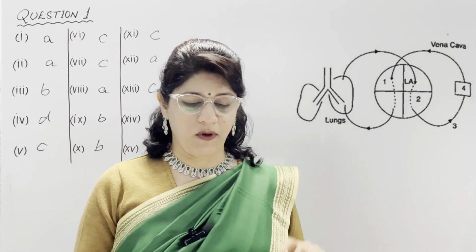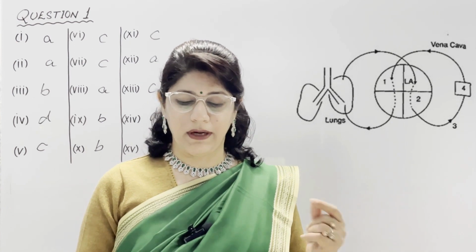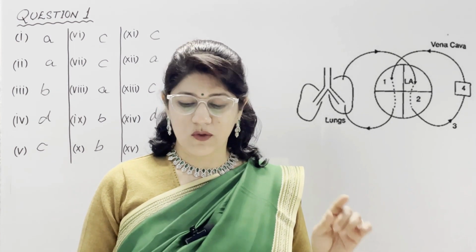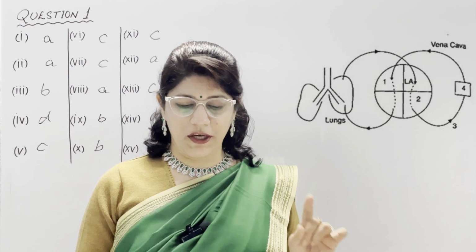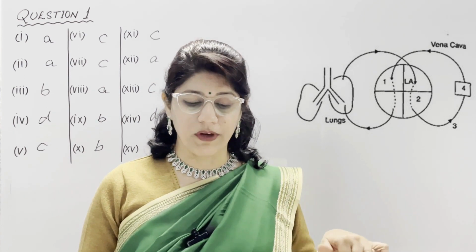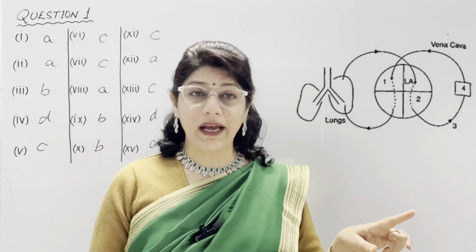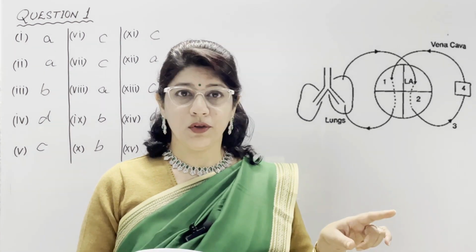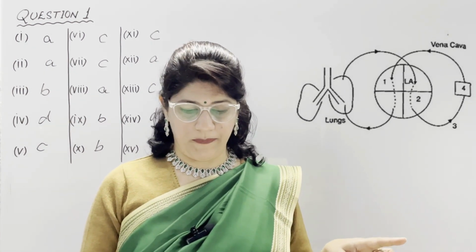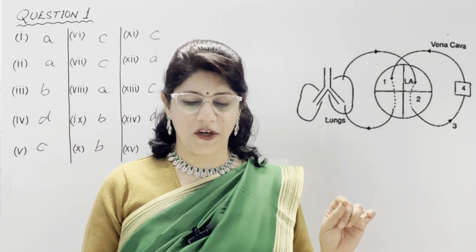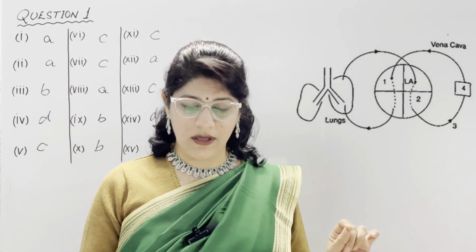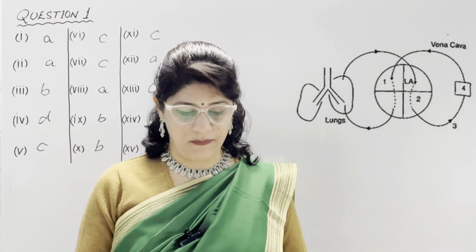B is, name the type of blood flowing in the parts labeled as 1 and 2. So 1 is deoxygenated blood because it is moving to the lungs by the semilunar valve through the pulmonary artery. And 2 is oxygenated blood carried by the aorta to the body parts.